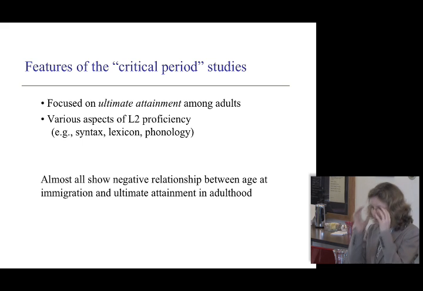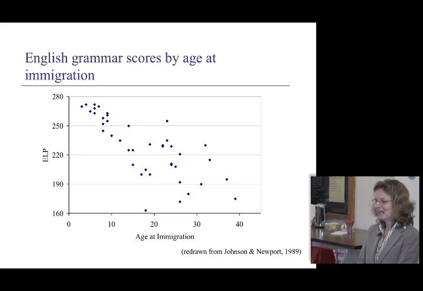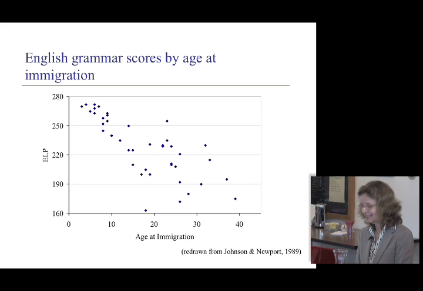linguists often focus on particular aspects of L2 proficiency, such as syntax, lexicon, or phonology. But almost all of these show a negative relationship between age at immigration and ultimate attainment. Now, we're talking about adults. I'm showing this because I think it's cool. This is a classic study. It's cool because it's an excellent study, and it was done here by Johnson and Newport and published in 1989.